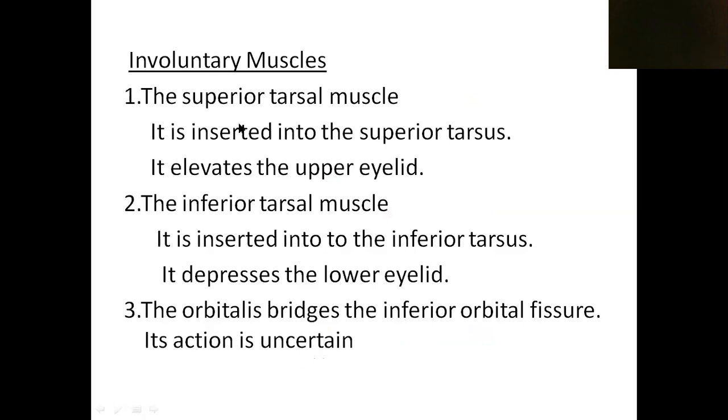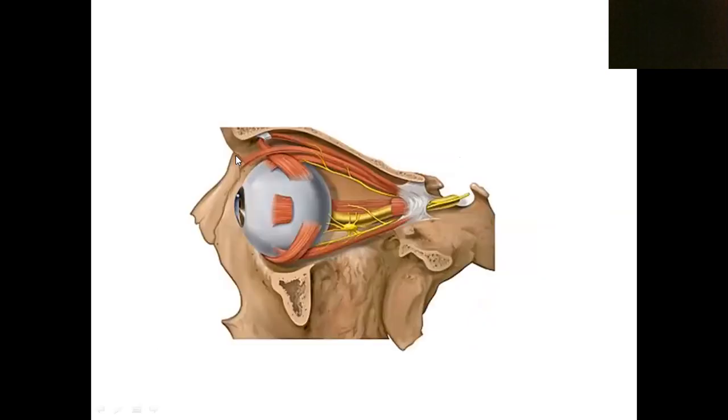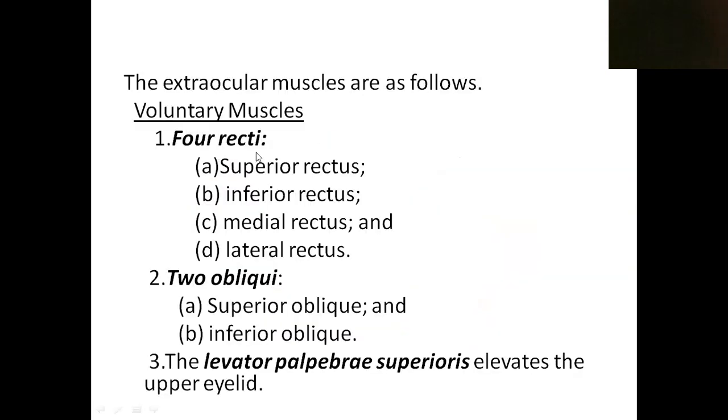Now, so those are the voluntary muscles. So what are the voluntary muscles? The eye has four rectus, or four straight muscles: the superior rectus, inferior rectus, medial rectus, and lateral rectus. This naming is based on the position.